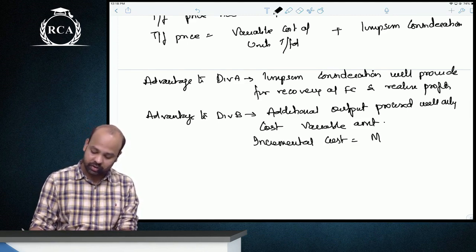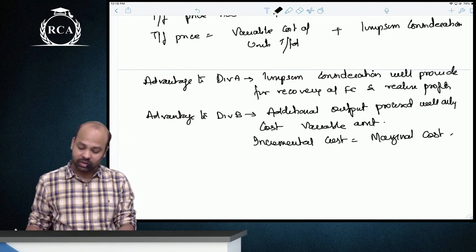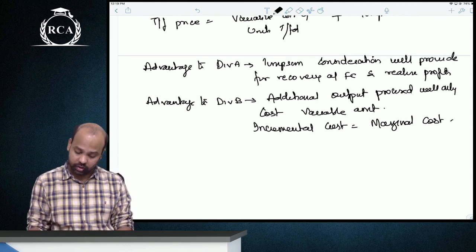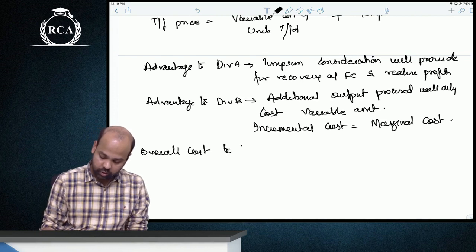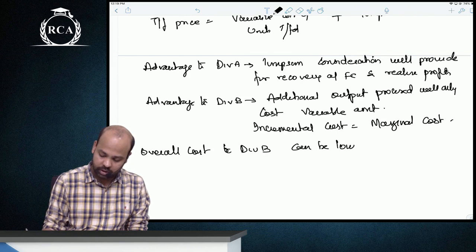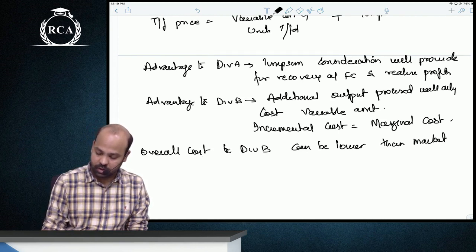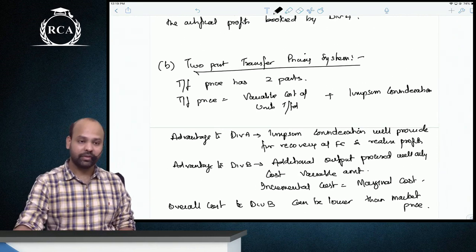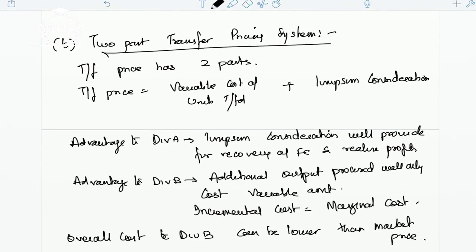Lump sum consideration is fixed. Marginal cost as such beta. Remember their lump sum consideration is fixed as such guys, so they do not have to worry about it. ठीक है? Yes sir. So the overall cost to division B as such beta can be lower than the market price. समझ गए sir? Can be lower than market price. Right guys, all of you beta, टू पार्ट ट्रांसफर प्राइसिंग सिस्टम. लिख लो बेटा सब लोग.